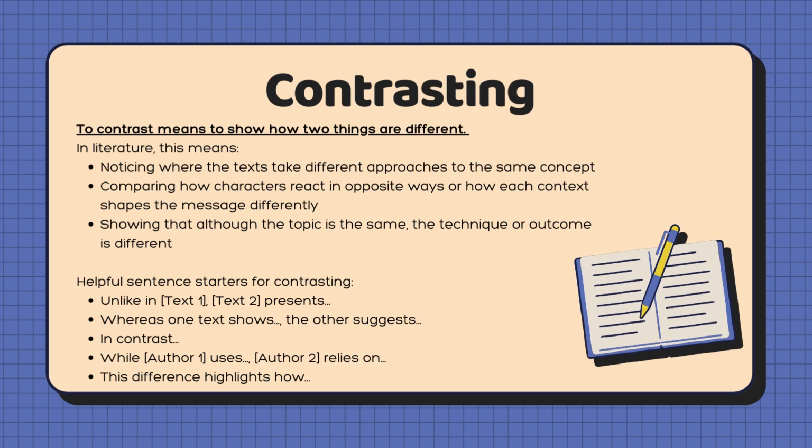When we contrast, we're looking for differences. This is the different approaches, the different perspectives, or maybe the stylistic choices that reveal something unique about each text. We need to make sure that we notice where each text takes a different approach in that same concept. We need to compare how characters react in opposite ways, or how each context shapes that message differently. And we need to show that although the topic is the same, the technique or the outcome is different. On your screen, once again, you will see some sentence starters to assist you with contrasting.